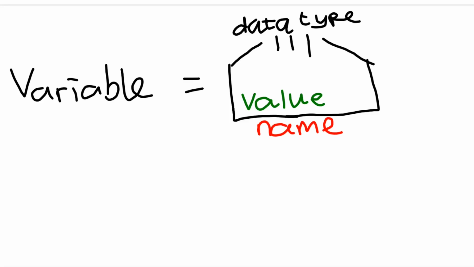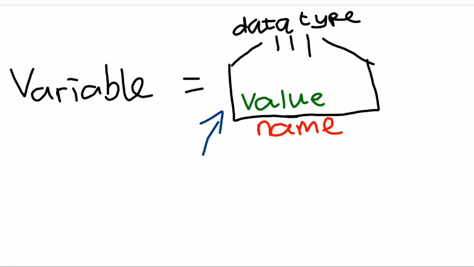I try to simplify as much as possible, so let me try to explain. Each variable has a name, a value, and of course the data type. And how I try to do this is that a variable is like a container. So this box that's surrounding the value is a container, and each container can only have specific kinds of things inside it.